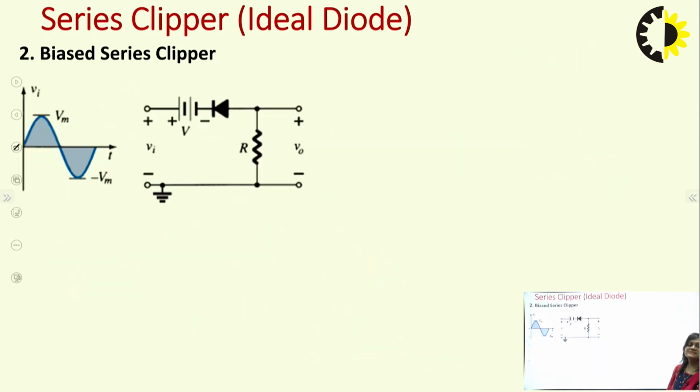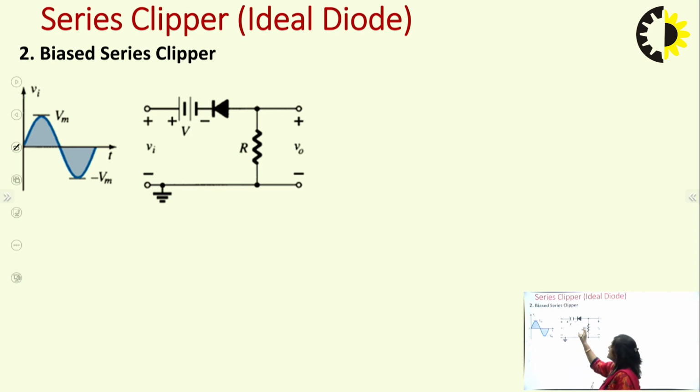After that, the biased series clipper. This is the next configuration, in which we have changed the orientation of the diode, and here we can see the input signal is our sine wave having plus minus Vm value. So we have to first determine the condition in which our diode will conduct.